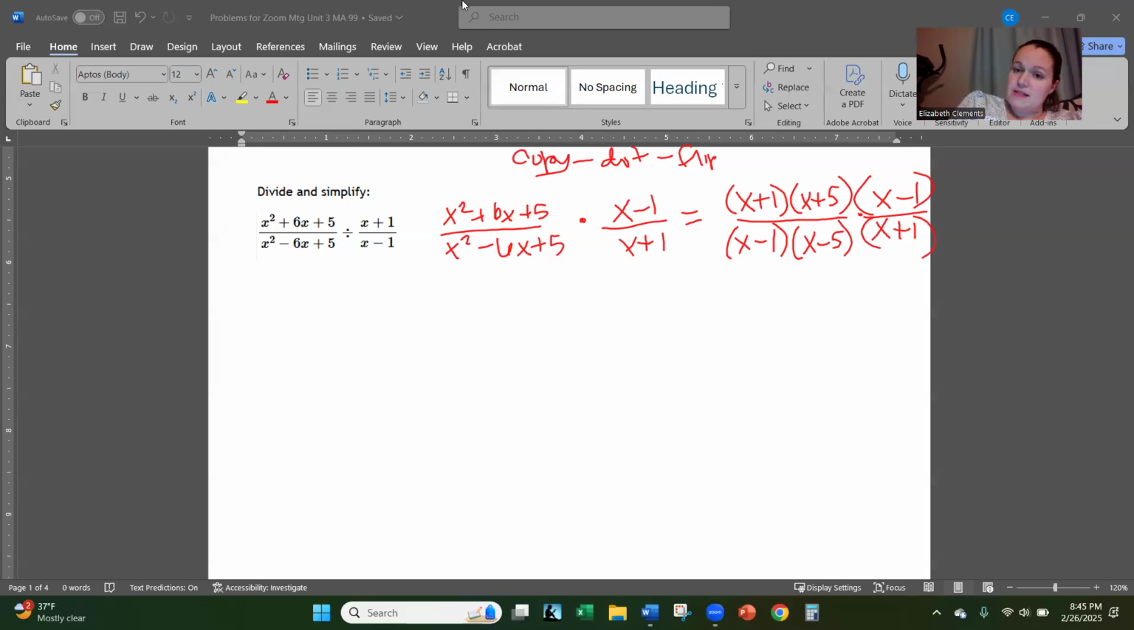So I can cross off this entire x plus 1 with this entire x plus 1. And then I can cross off this x minus 1 with this x minus 1. So then I'm left with x plus 5 over x minus 5.